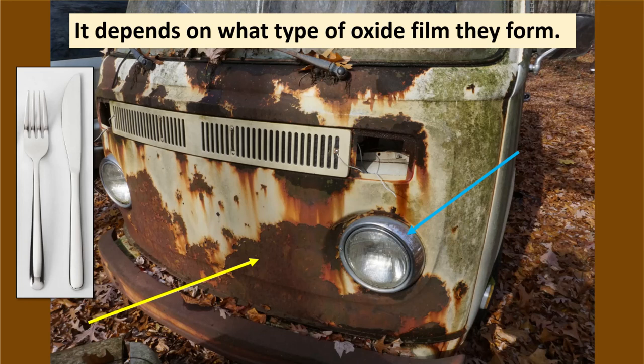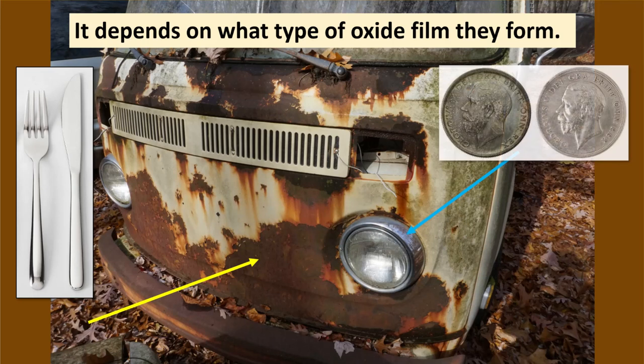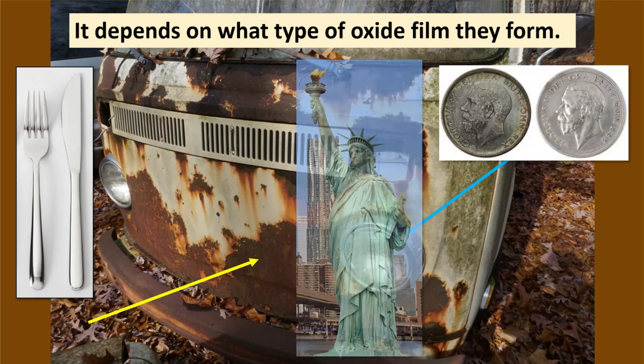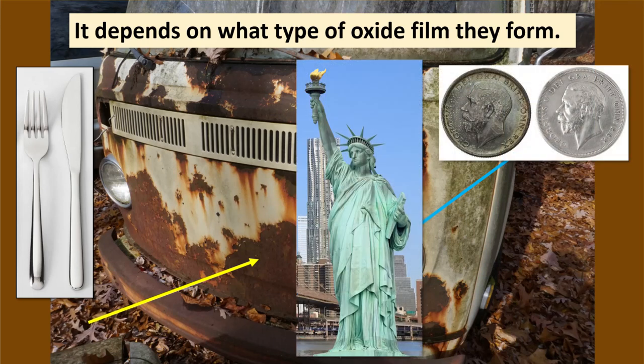Some oxide films you can see, but they just don't seem to be getting any worse. For example, silver will tarnish, copper will create a green patina, and aluminum will form an oxide layer that only makes the metal look a bit dull. But none of these metals will continue to corrode until there's nothing left of them. So how do we know which metals will keep corroding until there's nothing left and which will be protected by their oxide layer?